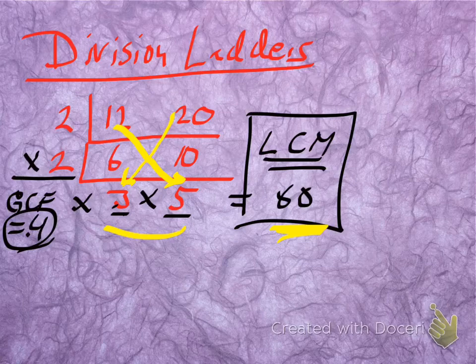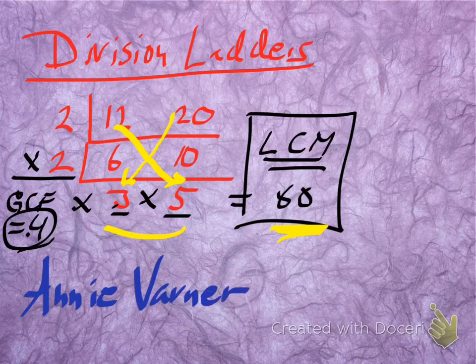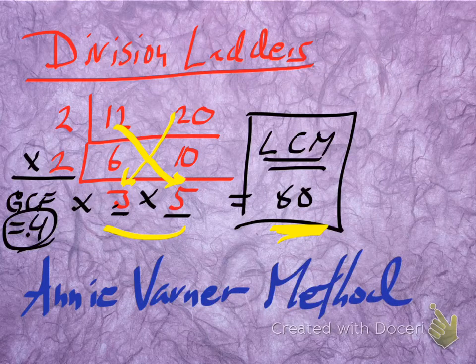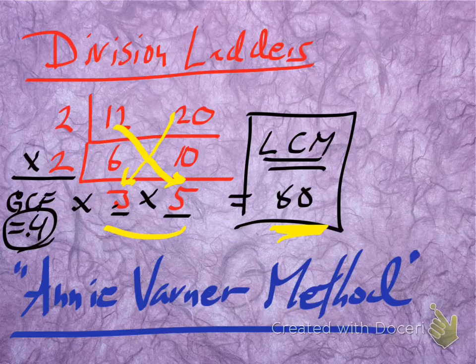Just like we have guest teachers when we do the flip videos, here at the Lexington School we have something we call the Annie Varner method. If you know Annie Varner, she's one of our 8th graders, and she came up with this cool little trick on how you can use division ladders when you have 3 numbers and you're looking for the LCM. I will show you the Annie Varner method at the end of this video, so stay tuned for that. But let's go on. We still have one more method.